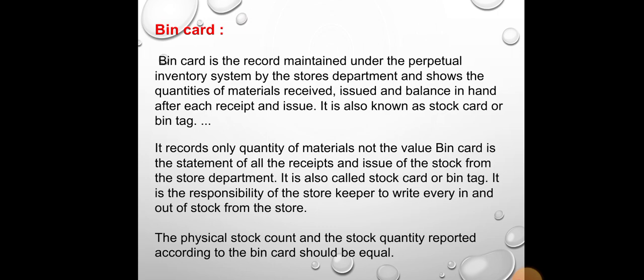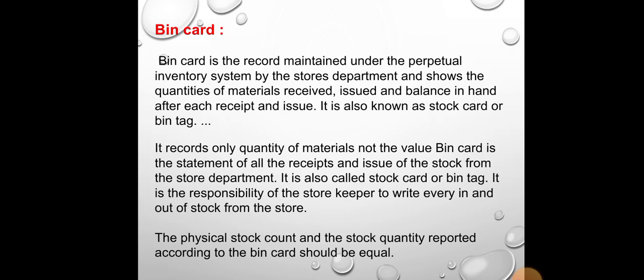Bin card. Bin card is the record maintained under the perpetual inventory system by the stores department. It shows the quantity of material received, issued, and balance in hand after each receipt and issue. It is also known as stock card and bin tag. It records only the quantity of materials, not the value. Bin card is the statement of all receipts and issues of the stock from the store department.